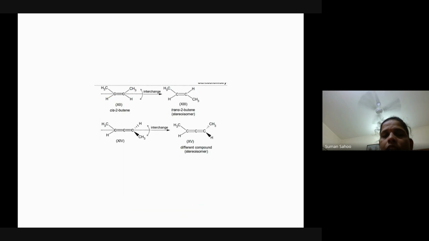And even when you do not have a chiral center, although you have a chiral axis, there you have stereogenic centers or stereoisomers present here, which we have already discussed in the last class, in the case of your allenes.